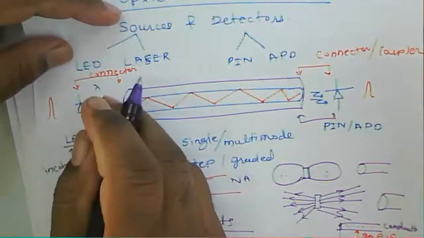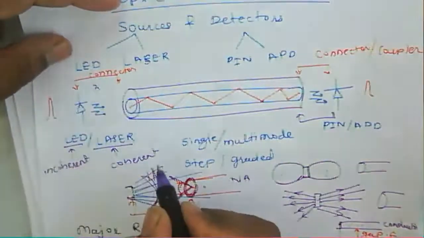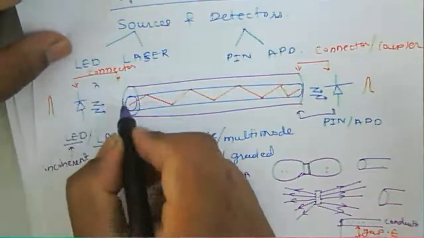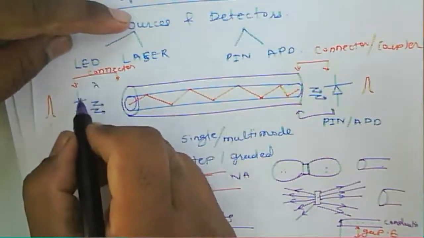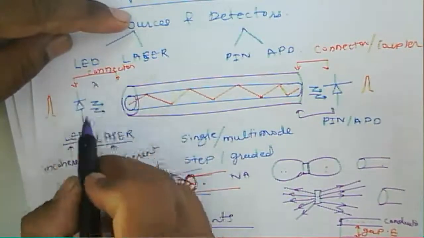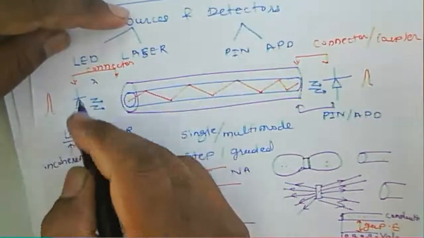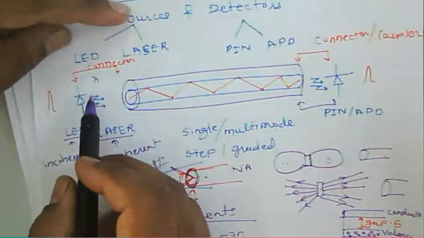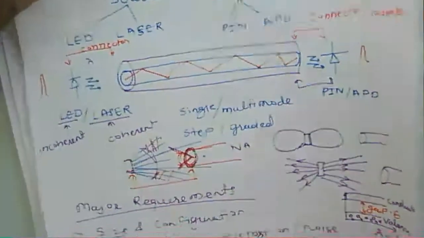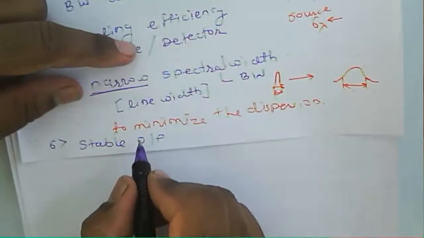So we consider that whichever source we are using, whether it is an LED or a laser, that source must be capable of maintaining a stable optical power or stable optical output, and that will not be affected by any ambient condition or any changes in the temperature or the environment. If any changes occur, that source is to provide a stable optical output throughout the communication. So that's why the requirement is for a source that provides stable optical output power.